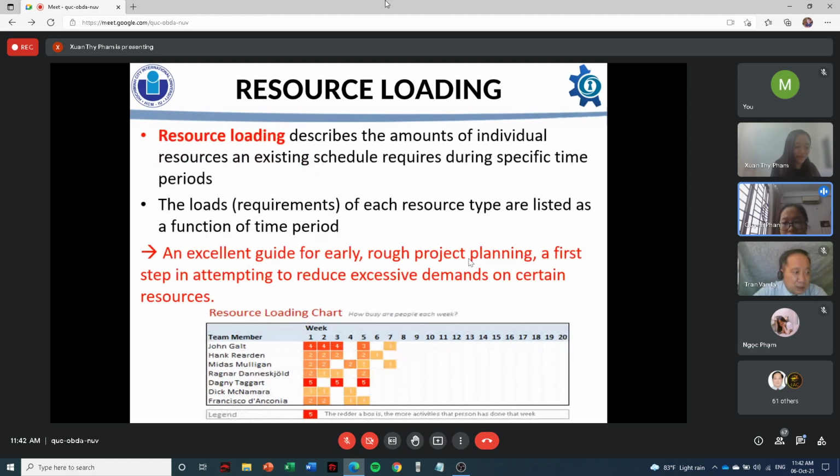With the help of resource loading, the project manager can calculate the employee working hours and do the allocation of various tasks. And therefore, he can predict if he needs to add any employees to the project team for the completion of the project or not.